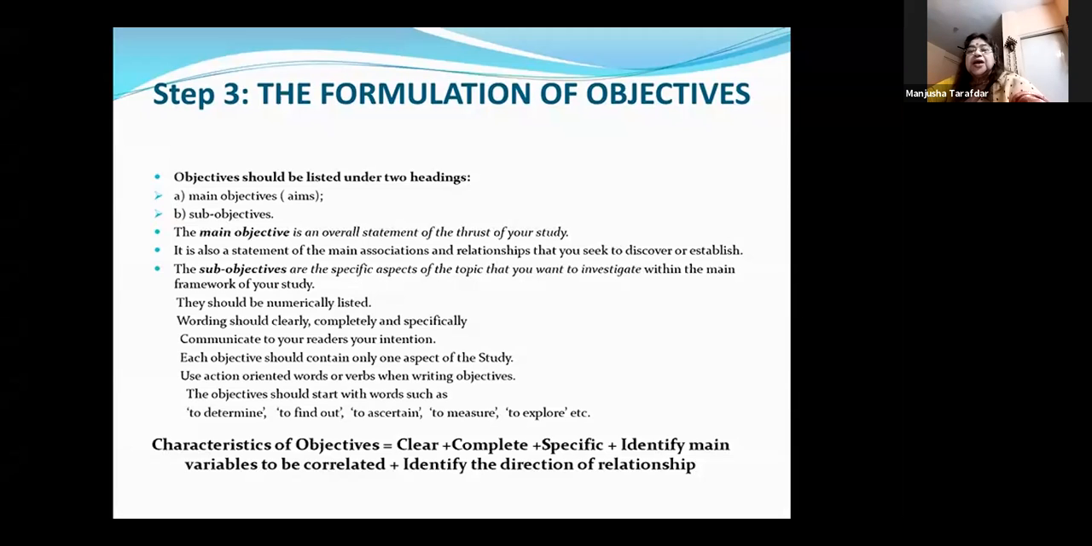objective. So the characteristics of the objective should be: clear plus complete plus specific plus identify main variables to be correlated plus identify the direction of relationship. Next.